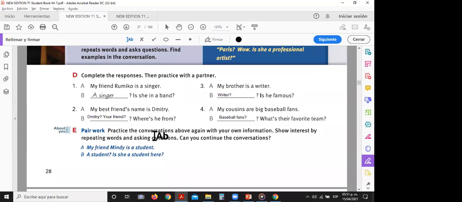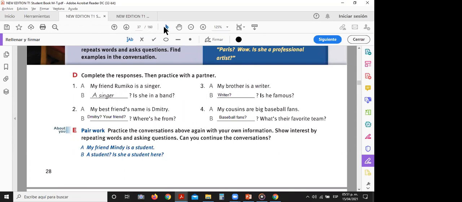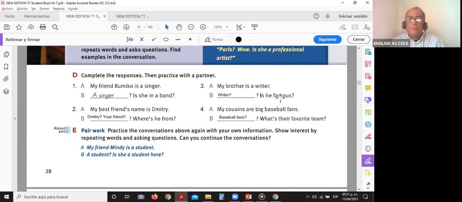Where's he from? Very good. Fatima, you are in number 3, student A, and Carolina is going to help you. 1, 2, 3. My brother is a writer. Writer. Is he famous? Very good. Now you are student A, Carolina, and I am student B.